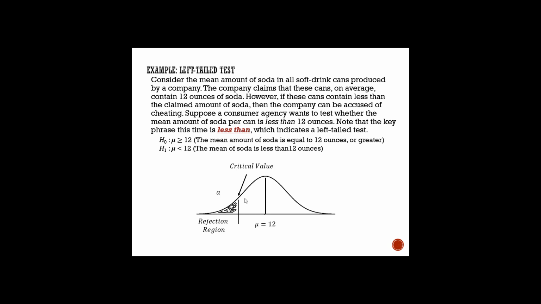Now, let's go down here and set up our rejection region on the curve. And we look again at the alternative hypothesis and we say, okay, rejection region is going to be over here in the left.